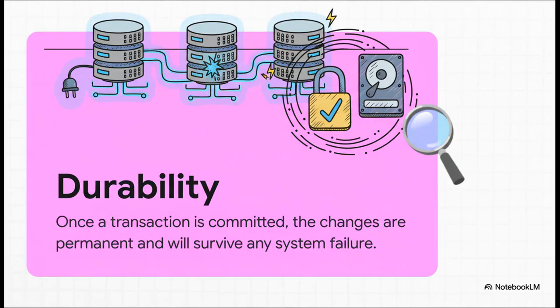And finally, we have D for durability. This one is the system's rock-solid promise to you. Once a transaction is committed, once the system says, okay, we're done, those changes are permanent, period. They'll survive a power outage, a server crash, you name it. That data is safely stored away and will be there when the system comes back to life.